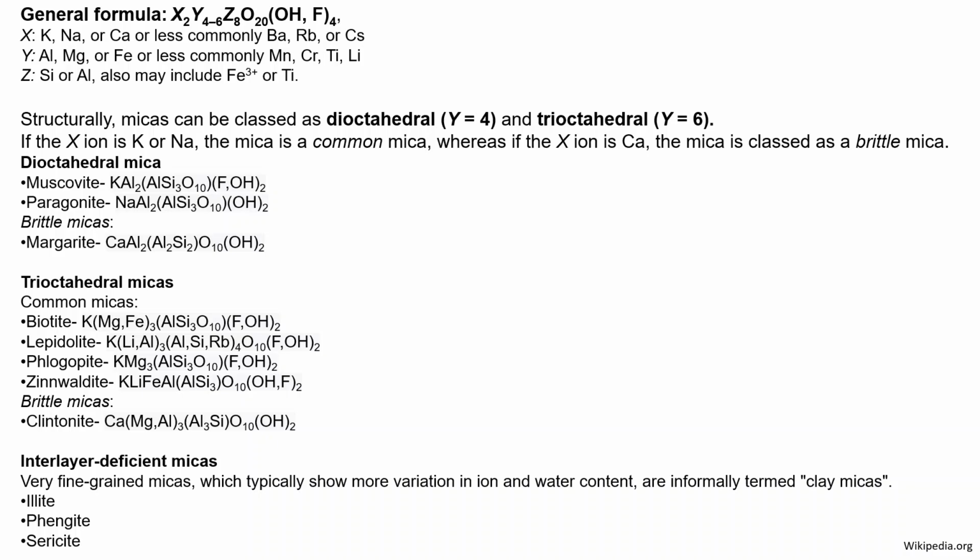Structurally, micas can be classified as dioctahedral, where the Y cations are 4 in number. You know where the Y cations are sitting. If they are 4 in number, it will be dioctahedral. If it is 6 in number, it will be trioctahedral. If the X ion is potassium or sodium, mica is called a common mica, while if it is calcium, it is classed as brittle mica. So these questions could be asked in your GSI prelims examination, wherein you can talk about the ions which make them common mica or brittle mica.